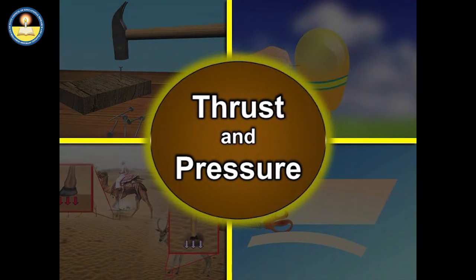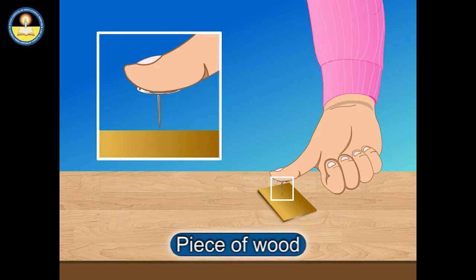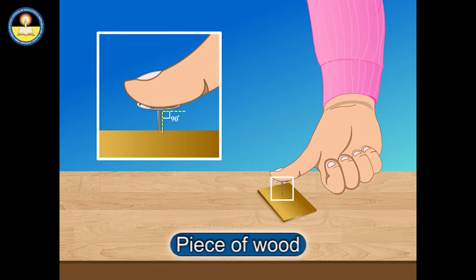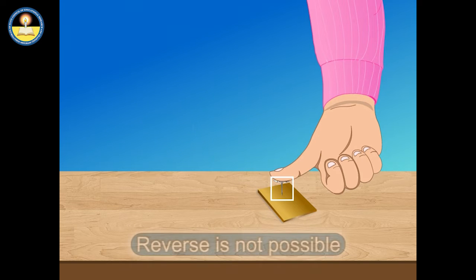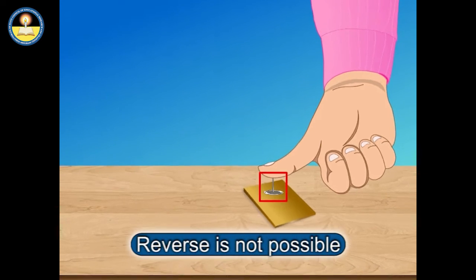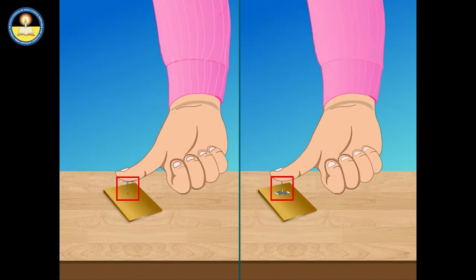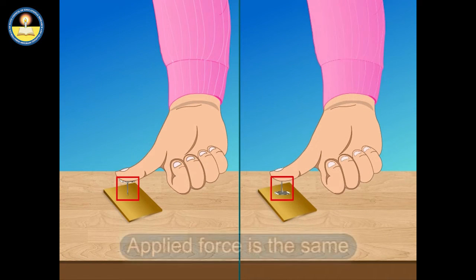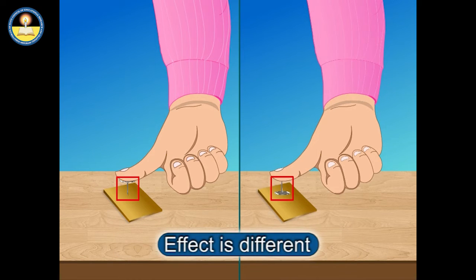Thrust and pressure. One can penetrate a nail into a piece of wood easily by applying force over the head of the nail. However, the reverse is not possible. When the force is applied over the tip of the nail, it will not penetrate into the wood. In both the situations, the applied force is the same, but the effect is different.